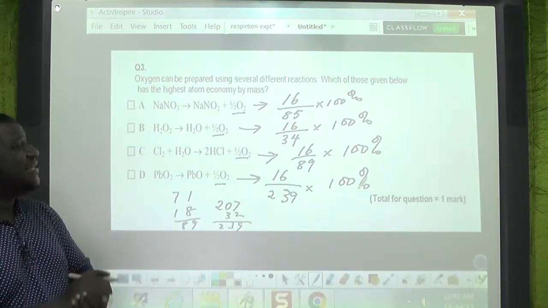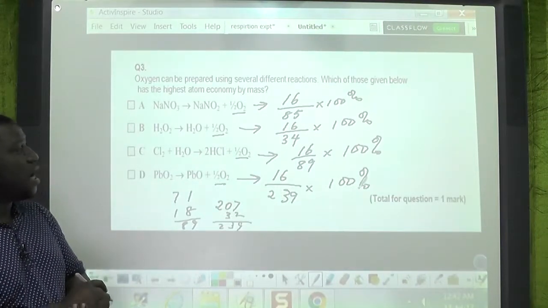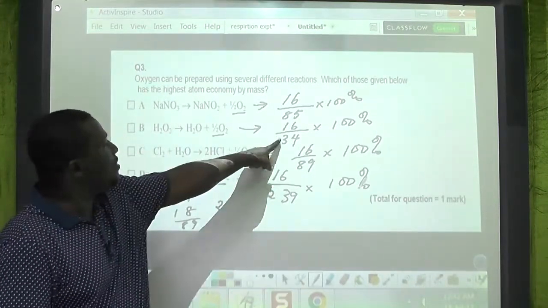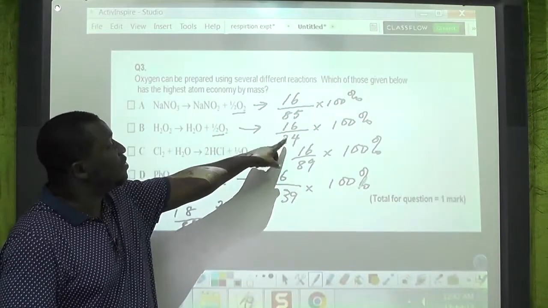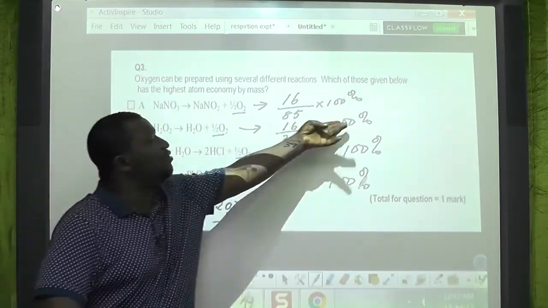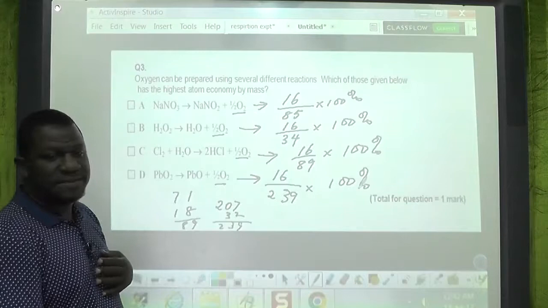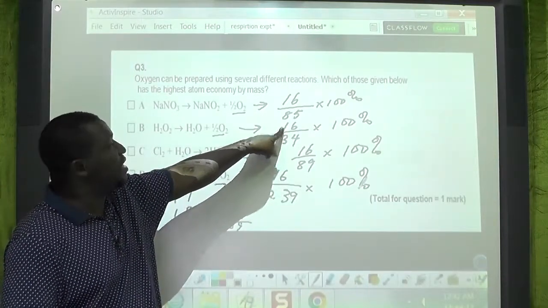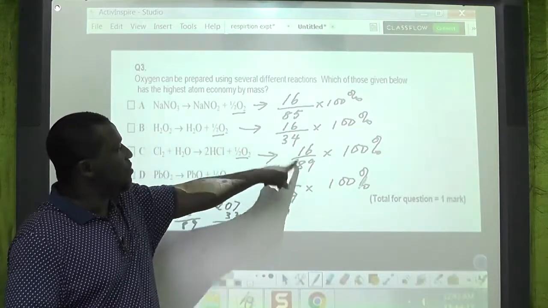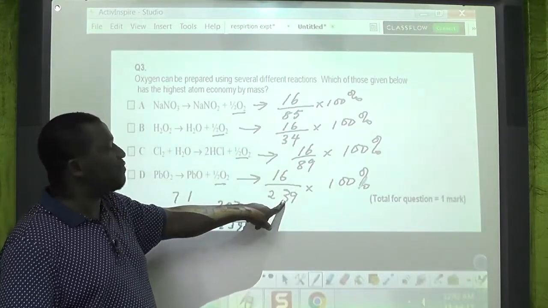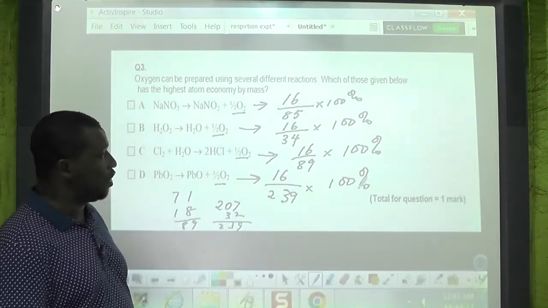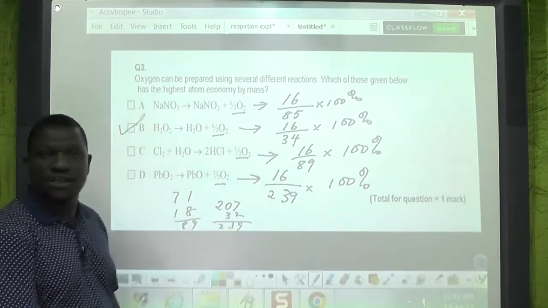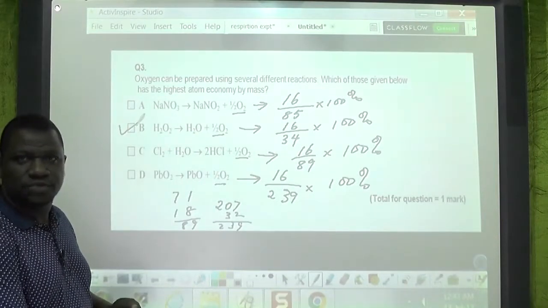Which one has the lowest denominator? Of course, this is the one closest to 16. If it's 16 over 16, it will be 100%. Mathematically, this is the largest. This will give us the largest. You don't even need to calculate. This one will be smaller than this. This one will be smaller than this. This will be the smallest of them all because the denominator is very large. So this is our answer. This will give us the highest percentage. You don't even need to calculate to choose that.